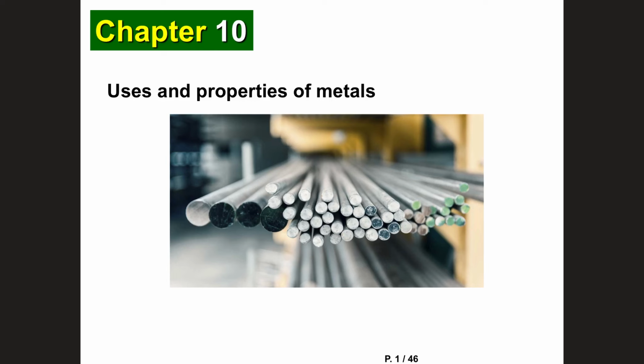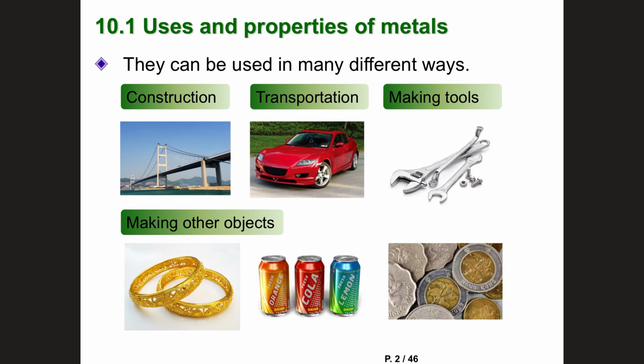In this video, we are going to talk about the use and properties of different metals. Metal can be easily seen in our modern society. They are used for making a wide range of different objects, such as large buildings, bridges, cars, ships, airplanes, or some small tools or jewelries, and even coins.